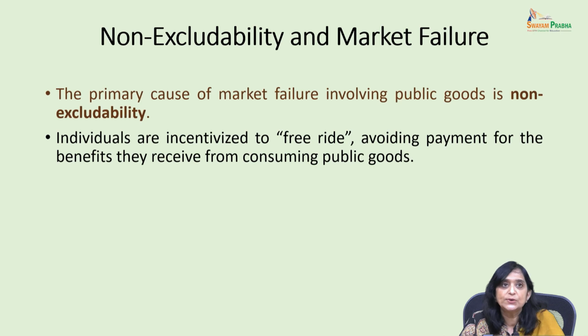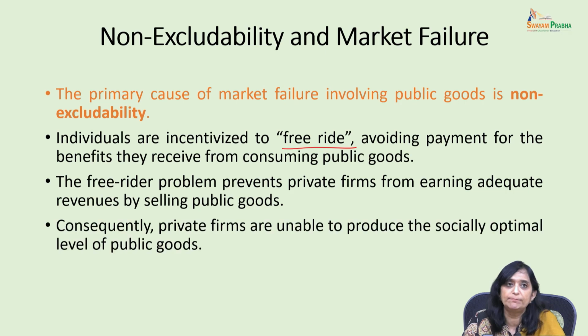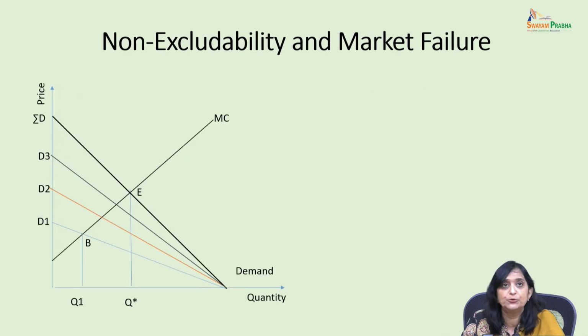Market failure occurs because these goods are non-excludable. Individuals, as we've just seen, are incentivized to free ride. I know you cannot exclude me from using it. So this free rider problem prevents private firms from earning adequate revenues by selling public goods, because people who are not paying are also going to use it. So my revenue will not be maximized. Hence, as a private firm, I may not be interested in coming into the market to sell this public good. Private markets will either produce less or may not produce anything of a public good.